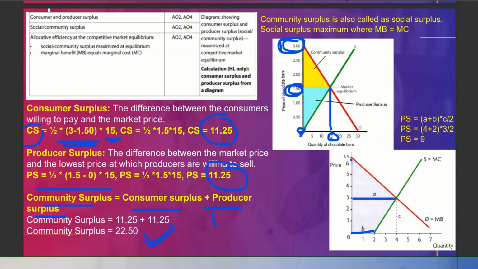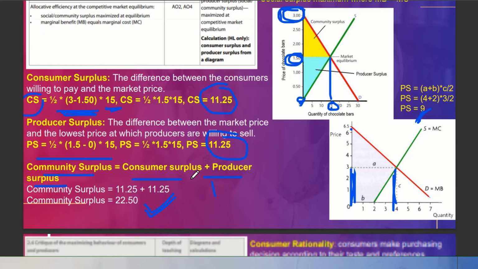This is the formula. It's not difficult. In this case, you can say this base is 4 units. Look here, 4 units, and plus 2 units, 4 plus 2, 6. And the height is how much? 3. This C part is 3. So 4 plus 2 into 3 by 2, we will get 9. That's it. Very simple calculation.